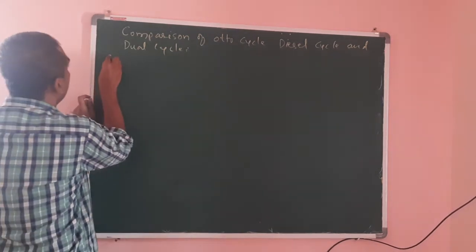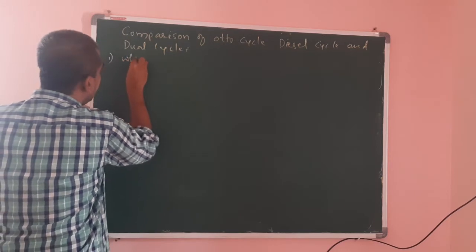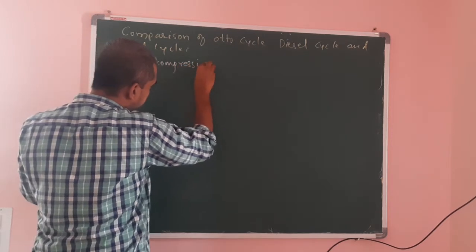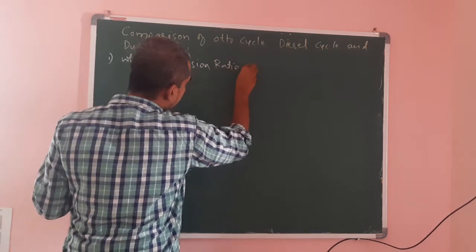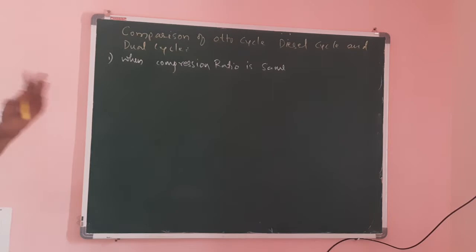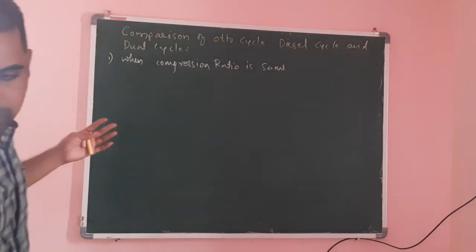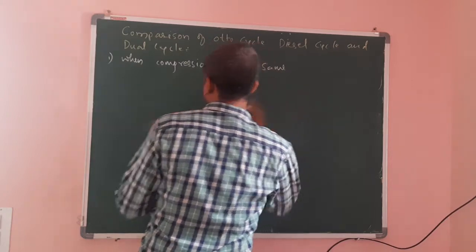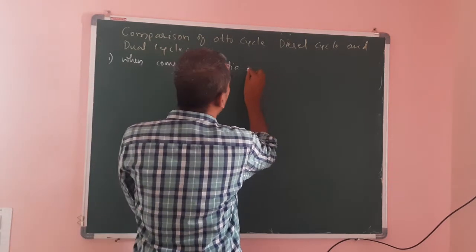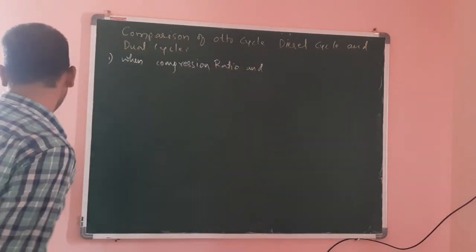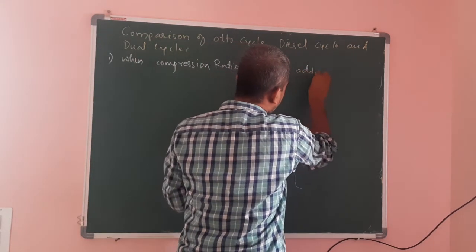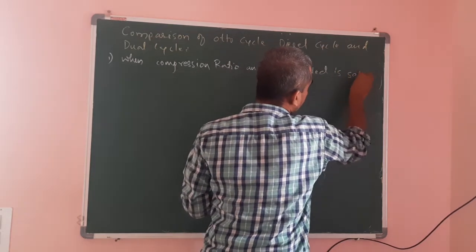For case 1 we will discuss when the compression ratio is same, and heat added is also same. Compression ratio and heat added is same for all the three cycles. Heat added is same means it is equal.